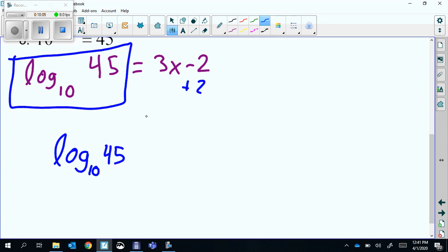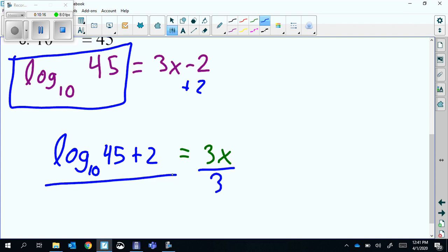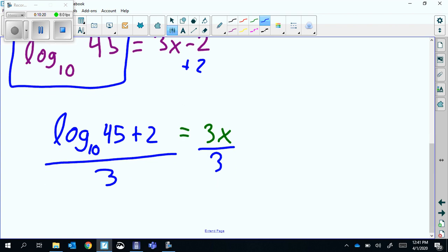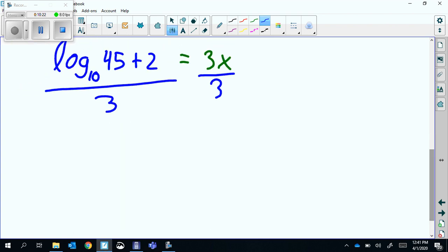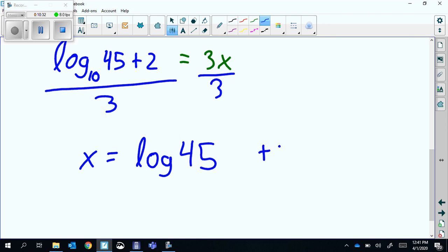So we have to add 2, so we will add 2 to the other side. And then we have to divide by 3. So we'll divide everything by 3. So we have x equals log base 10. Remember, we don't need to write the base 10, so I won't. Plus 2 all over 3.